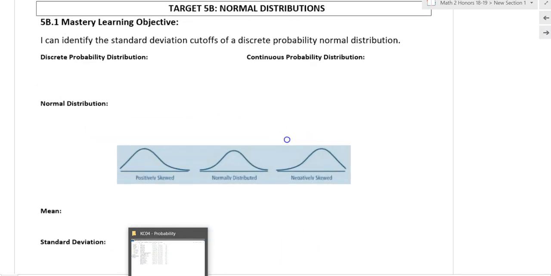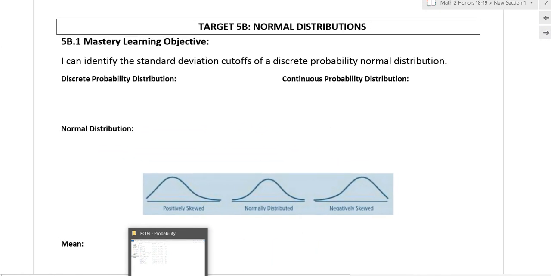We're going to look at this page, Target 5B, normal distributions. So our maximum objective is I can identify the standard deviation cutoffs of a discrete normal distribution. There's some words we have to define. First is what is a discrete probability distribution. Discrete means finite possibilities.